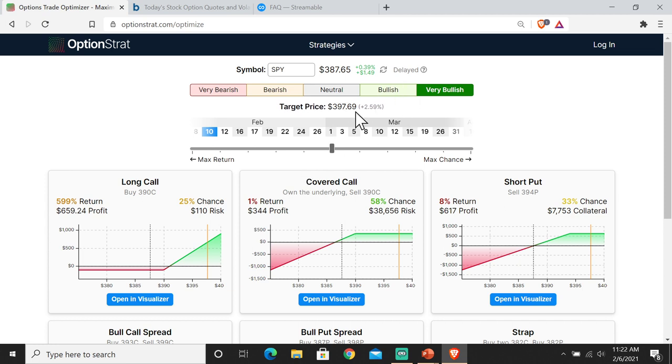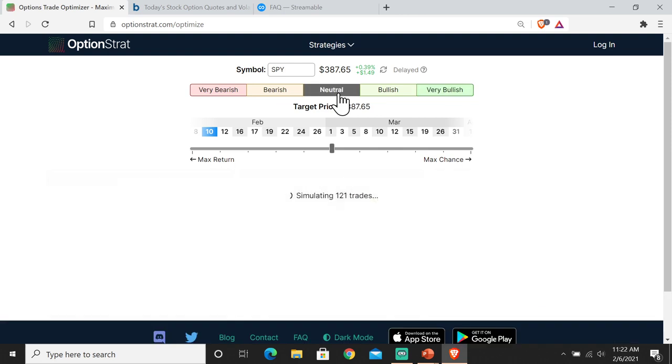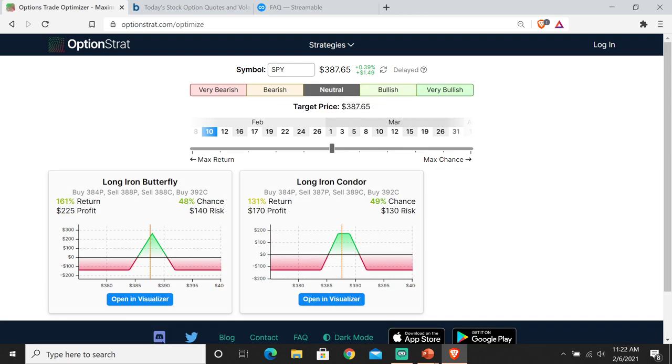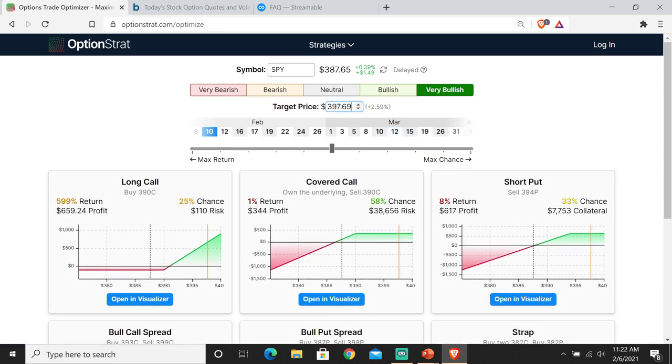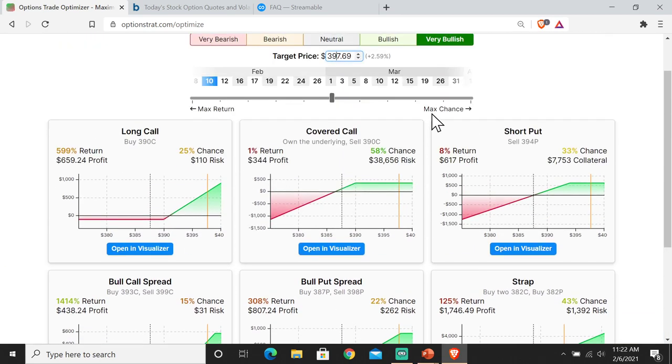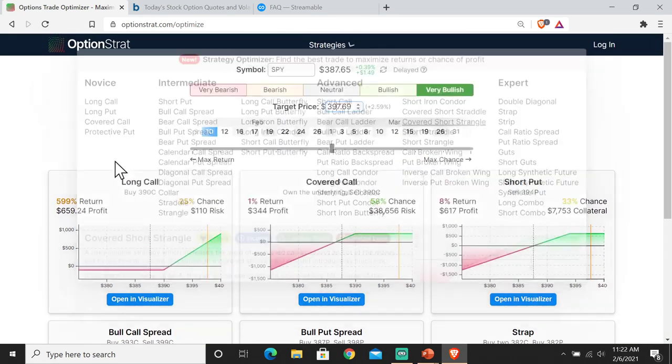It says what the target price is here, and that's just based on your sentiment. So I pick neutral, it goes to 387, which is the same price that it's currently at for SPY, bullish 392, and very bullish 397. So you can actually enter in your own price here as well. And that's basically your expectation, and it calculates these option strategies based on the target price you set up here.